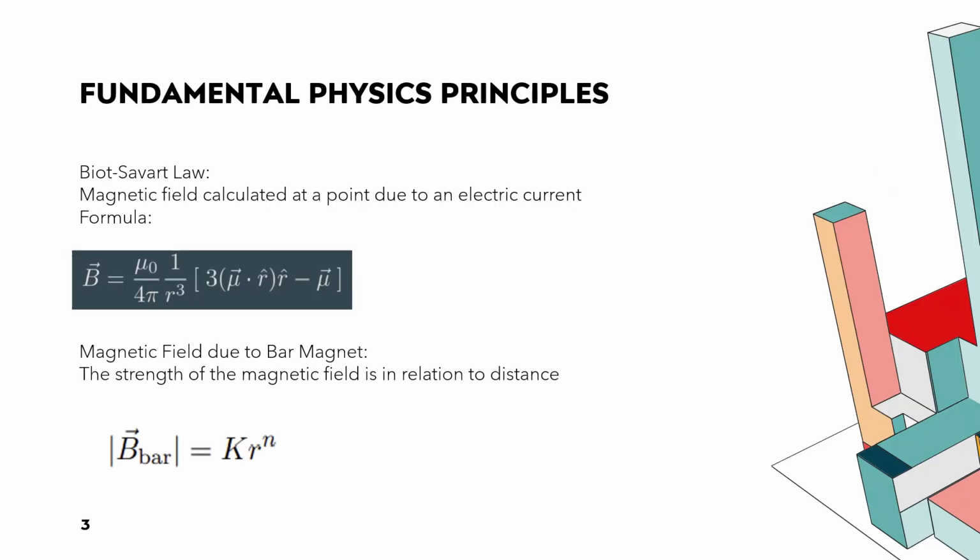As for the fundamental physics principles used in this lab, we used the Biot-Savart law, which is this equation right here. It was used to calculate the magnetic field as a vector at a 45-degree angle with the bar magnet, and then the magnetic field due to the bar magnet was used to calculate the magnetic moment based off of the slope and the intercept of the graph of the natural log of the magnetic field and the natural log of the distance.